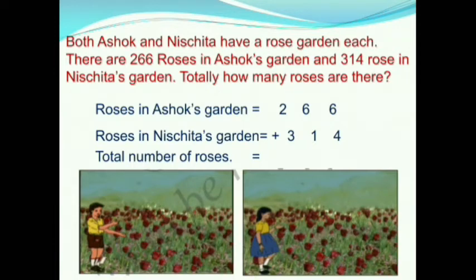Next we should add the digits in the hundreds place. Which digits are there in the hundreds place? 1, 2 and 3. 1 plus 2 plus 3 is equal to 5. Write 5 in the hundreds place. Total number of roses is 580.